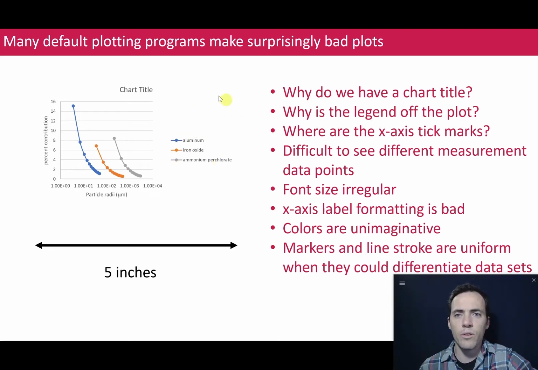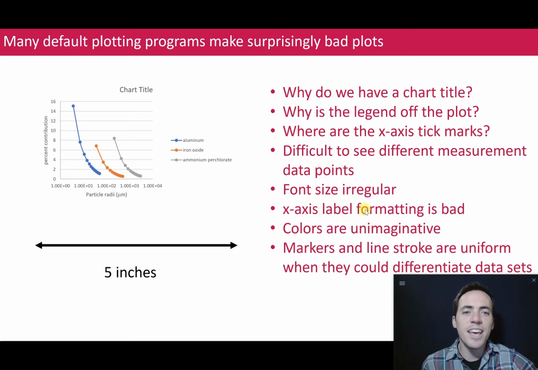So now we've got all this wasted white space, right? And instead we've sort of crammed our actual figure into two-thirds or half of the size that was available, right? You have to wonder, where are the x-axis tick marks? They didn't show up. It's difficult to see these different data points because they're all circles, first off, and then when they get clumped together down at this end, it's hard to tell where the individual data points are, and maybe that's important. The font size is irregular.